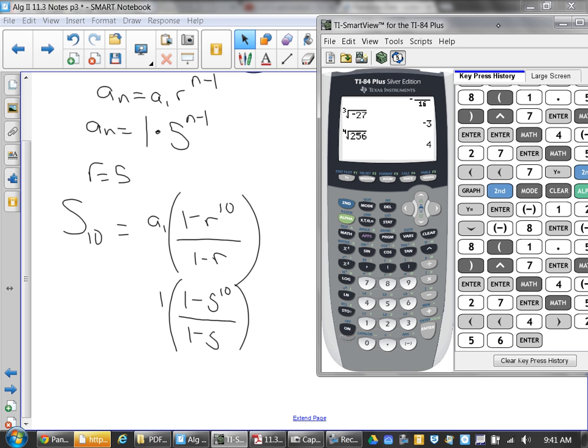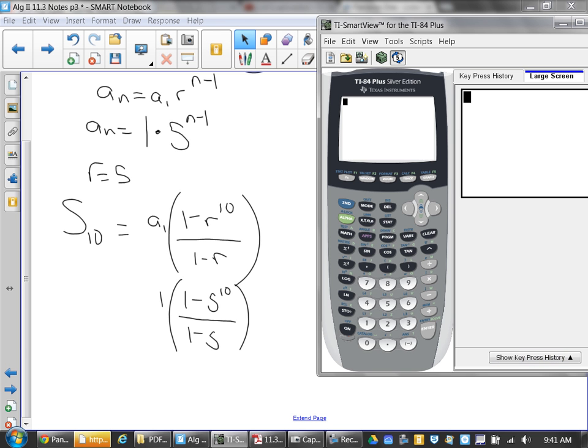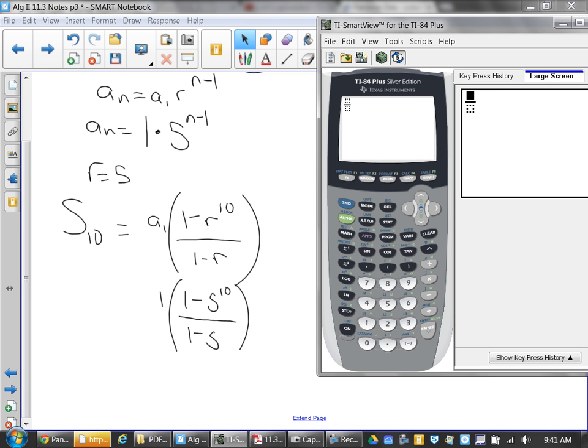And you'll notice that this is a very simple thing to add in your calculator. With the initial term being a 1, do I even need to put that in my calculator? No. So what I'm going to do is create a fraction bar right off the bat. I'm going to create the fraction bar, alpha y equals, and hit enter. Everybody okay with that? 1 minus 5 to the 10th power, all over 1 minus 5.